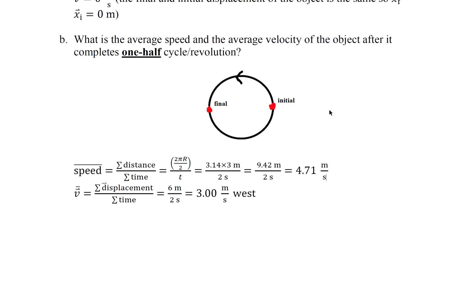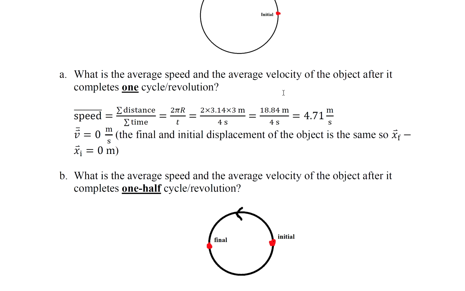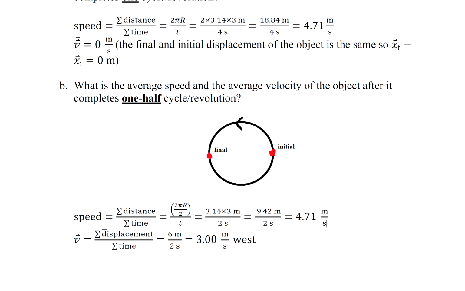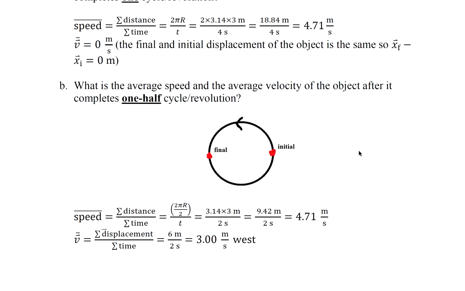And the average velocity is going to be the total displacement. What is the radius of this circle? It's 3. So if it goes from one point to another point, it's going to have a total displacement of 6 meters west. So it took 6 meters west divided by 2 seconds. So the solution is 3 meters west for the average velocity.